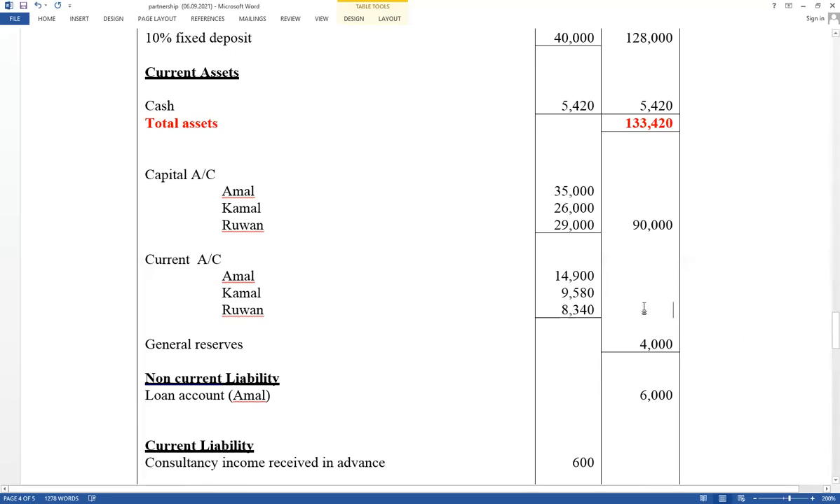And take the current account closing balance also. The current account is also part of equity. Take the closing balance, which equals 32,820. Then take total equity: capital account, current account as well as reserves. Those are the equity of the partnership. Therefore, total equity equals 126,820.